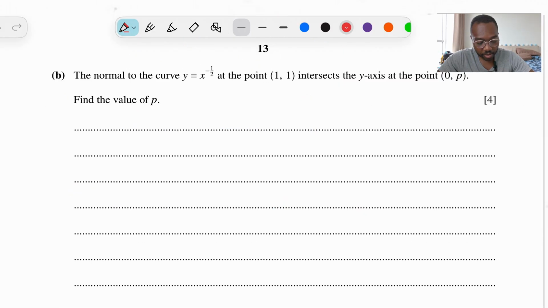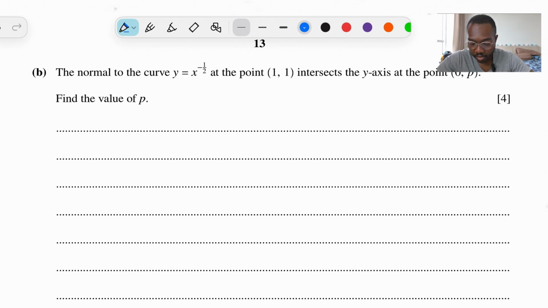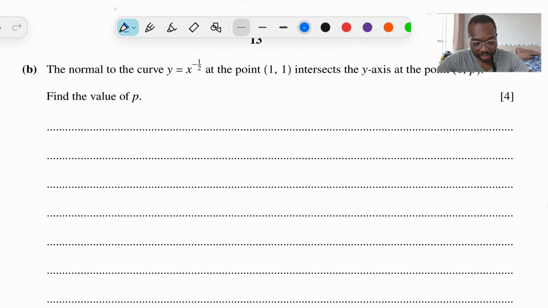For part B, okay, we have a normal to the curve y equals x to the minus a half at the point 1, 1 intersects the y-axis at the point P, at the point 0, P. Find the value of P. So this one's, for 4 marks, I would say is a pretty nice question because we're told the normal to the curve at this certain point intersects the y-axis at this certain point.